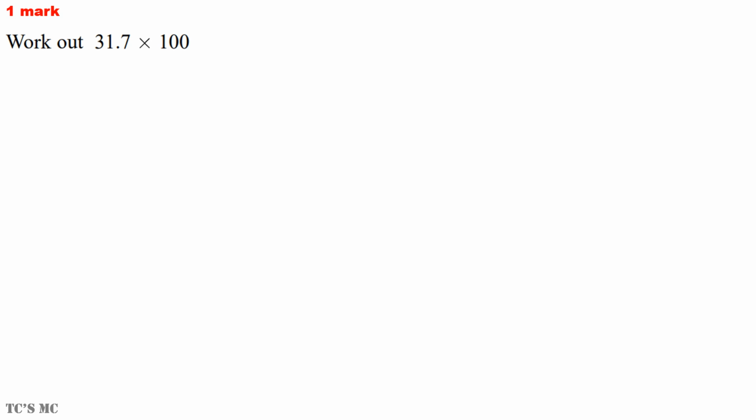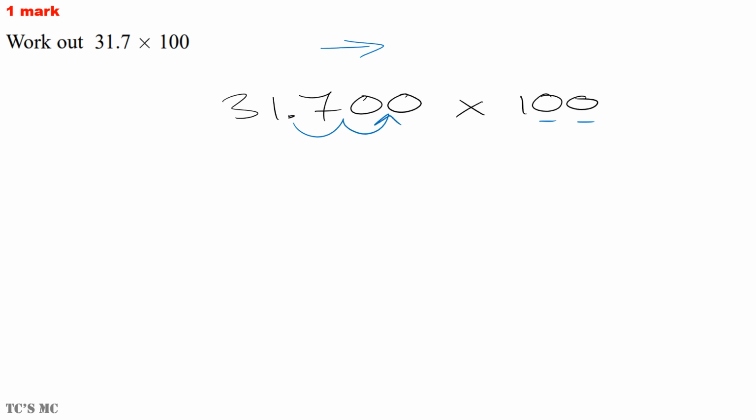Work out 31.7 multiplied by 100. For a question like this, I would write it as 31.700 multiplied by 100. The 100 has 2 zeros, so I need to move the decimal point to the right twice. So 1 and then 2. That makes our answer 3,170. And for the 1 mark, you just need to write the answer.